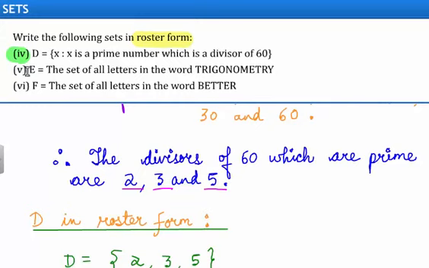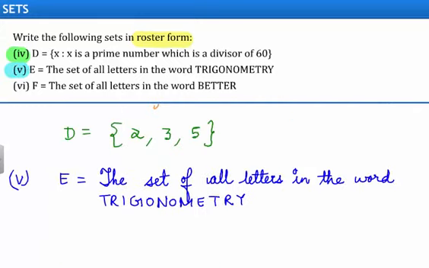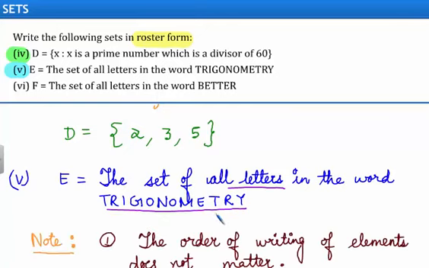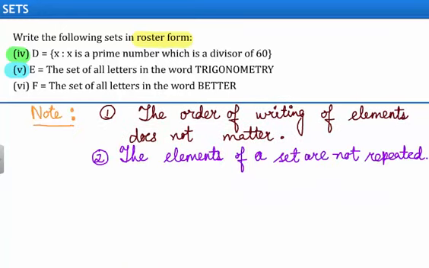Next, let us consider the set E. The set E is given as the set of all letters in the word trigonometry. While writing this in roster form, we have to keep two things in mind. First one is the order of writing of elements does not matter. And the second point which we should keep in mind is the elements of a set are not repeated.